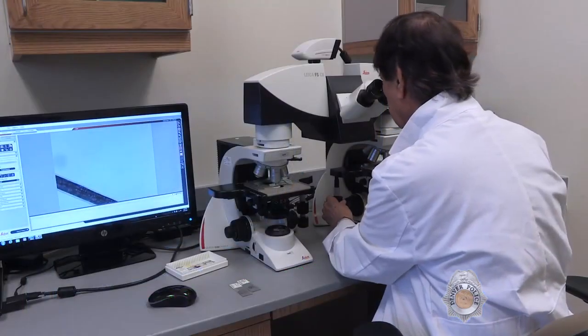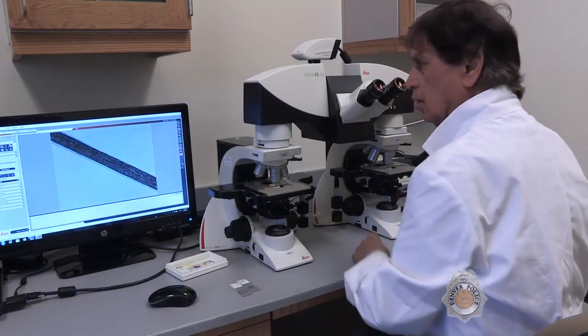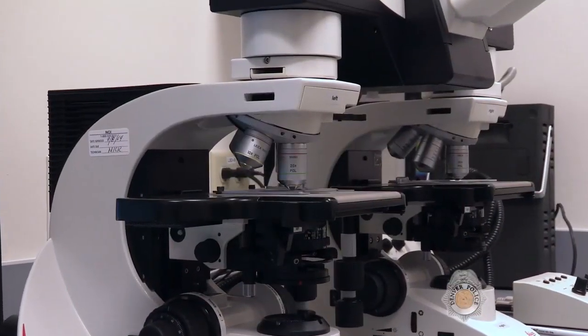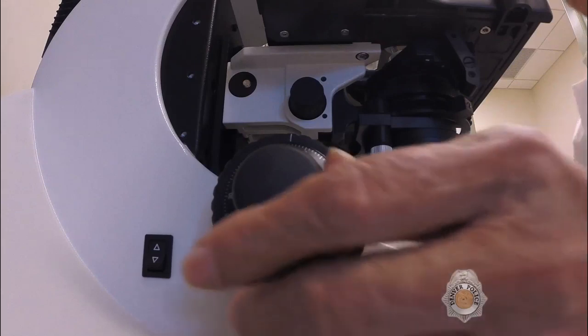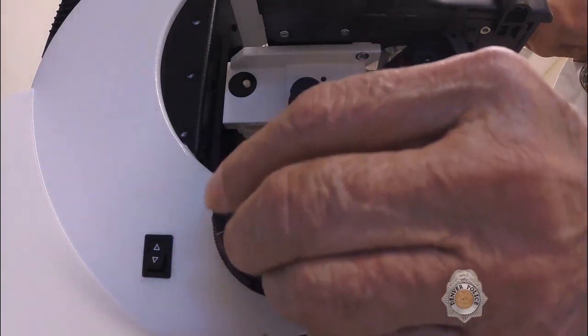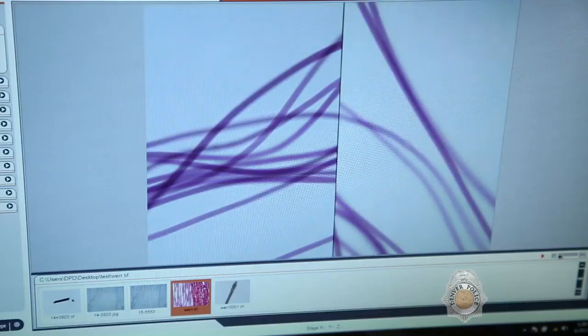A common tool used by analysts in this unit is the comparison microscope. A comparison microscope is essentially two compound microscopes tied together with an optical bridge so that fine details of known samples can be compared side by side with samples of potential evidence.